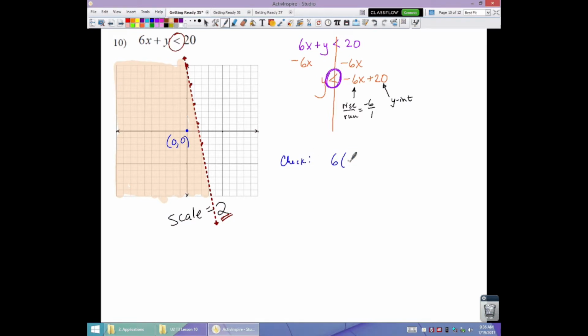And that is 6 times 0 plus 0 is less than 20. 6 times 0 is 0. And 0 plus 0 is, of course, 0. 0 less than 20 is a true statement. It worked as it should.